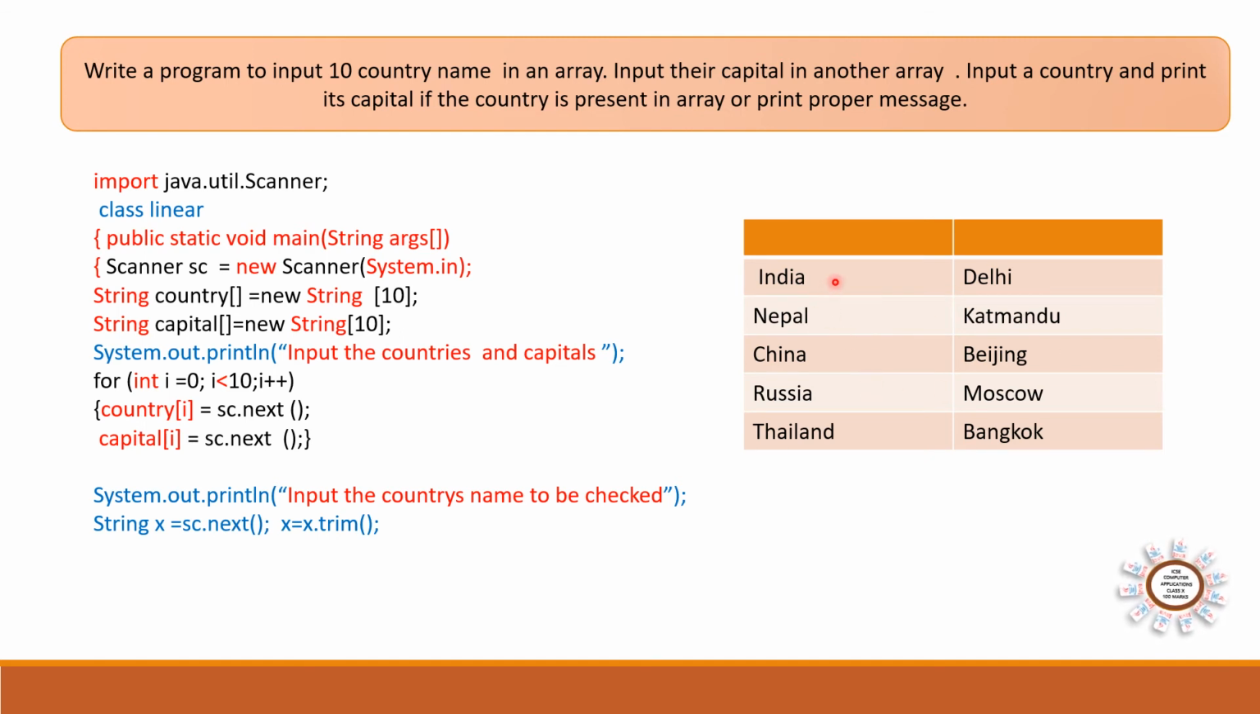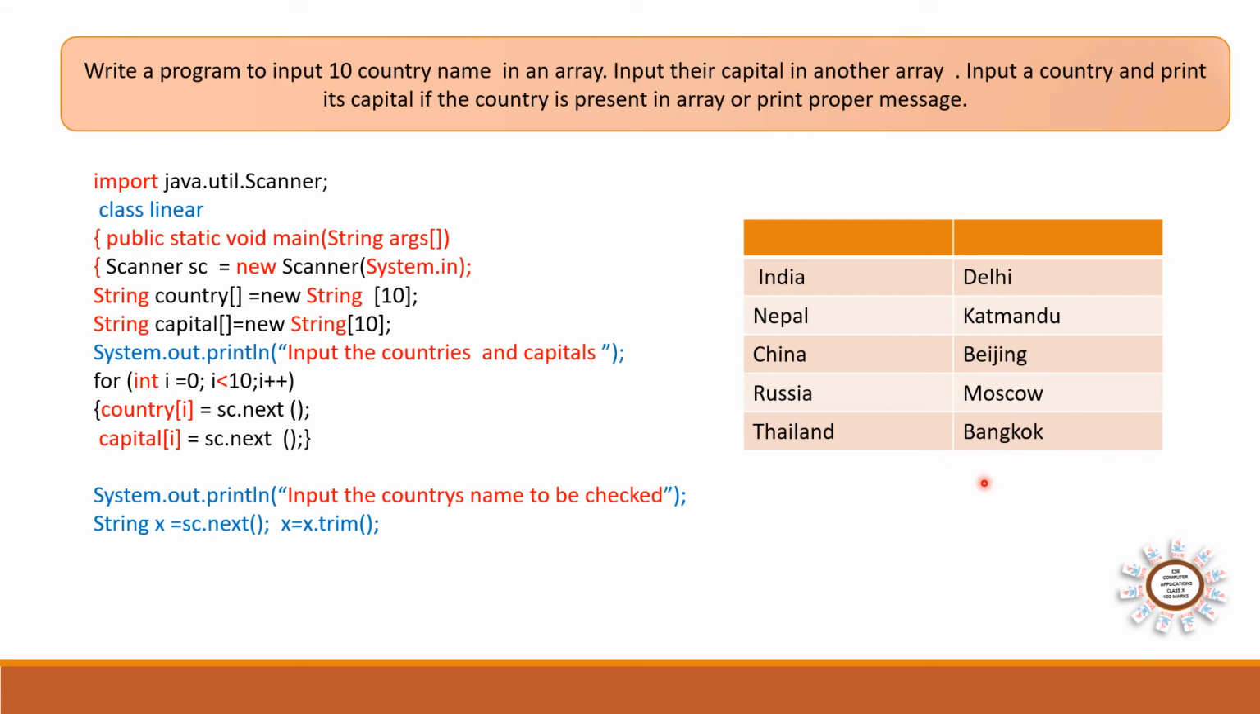First, if we are inputting the country India, in capital Delhi will come. And in country[1], if you are inputting Nepal, in capital[1] Kathmandu will come. In country[2], if it is China, we have to input Beijing in capital. So like this, input the names of 10 countries and their capitals in proper order.